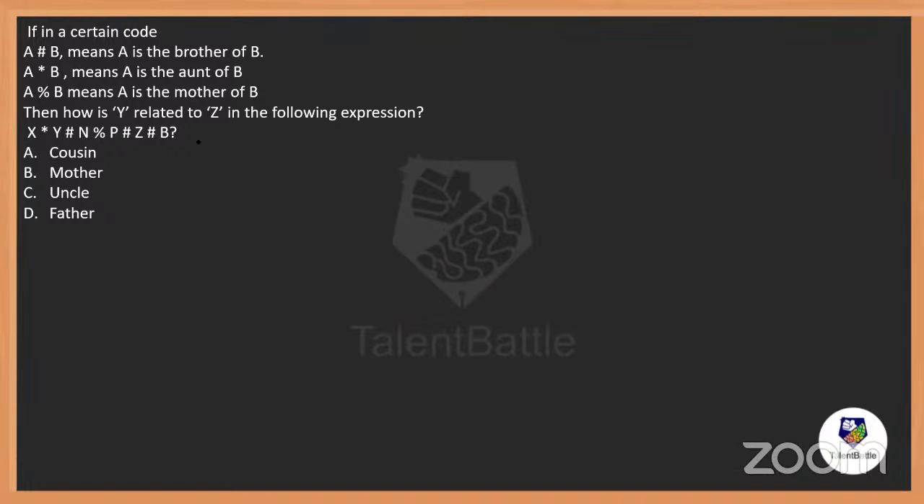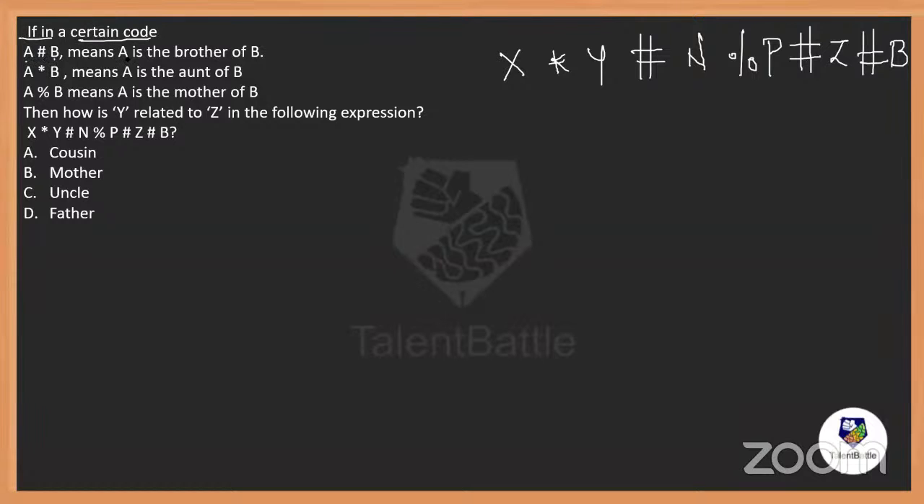If you get any answer, you can drop the message. The question is, how is Y related to Z? They gave us an expression, and here you can see the coded forms given in a certain code. A hash B means A is the brother of B. A star B means A is the uncle of B. A percentage B means A is the mother of B. Now we need to identify the connection from Y to Z.